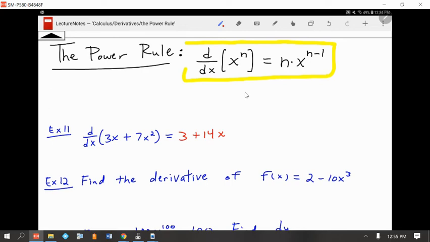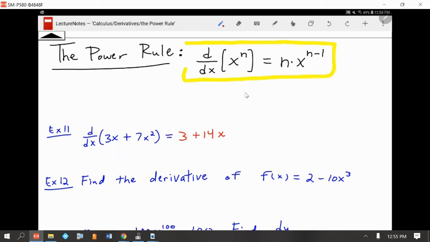Question 12 is more straightforward: find the derivative of f of x equals 2 minus 10x cubed. What are they asking you to find there? The derivative. How do you know? Because it says find the derivative. The d/dx form is more notational; it's less writing for me.